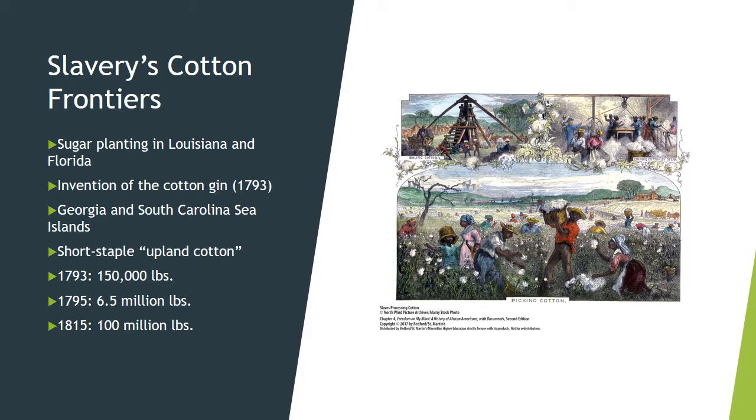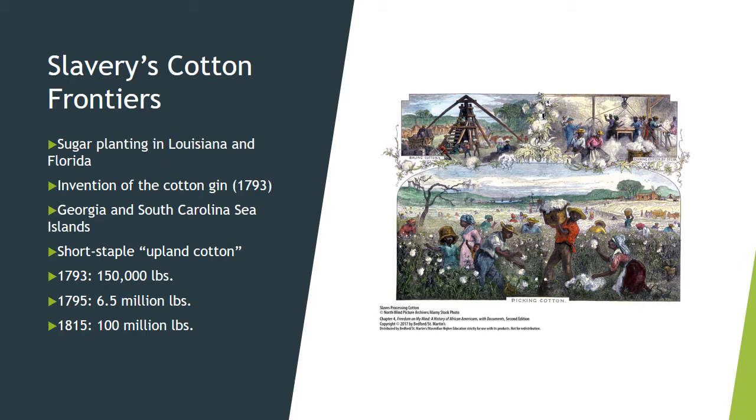In the 1790s, Southern planters turned to sugar and cotton. Louisiana and Florida became the nation's primary sugar producers, and Eli Whitney's invention of the cotton gin in 1793 facilitated the processing of cotton. So what the cotton gin does is remove the impurities in the cotton that previously had to be done by hand. The cotton gin mechanizes that process.